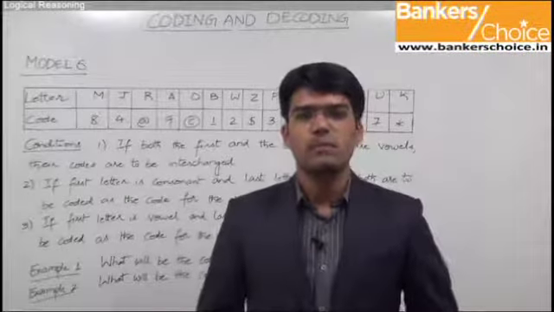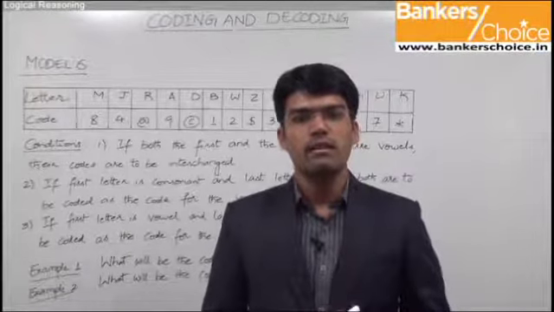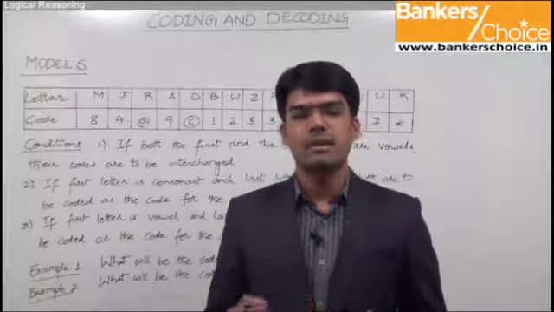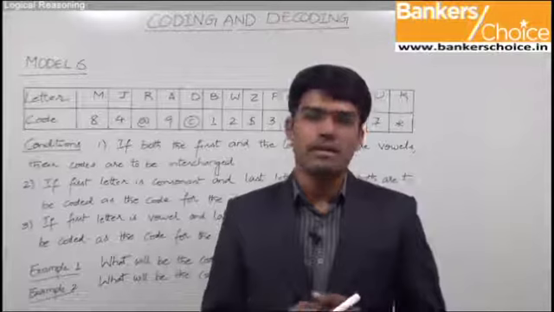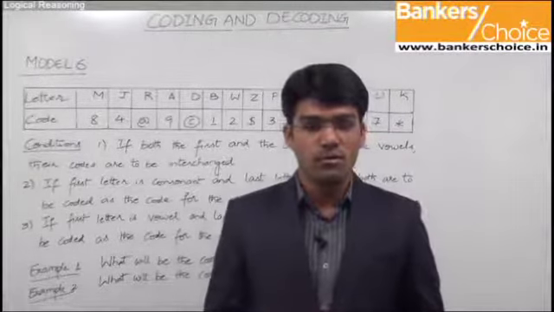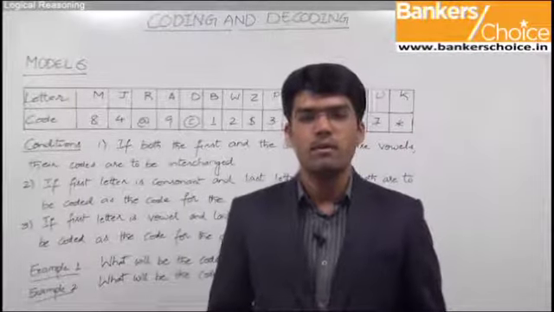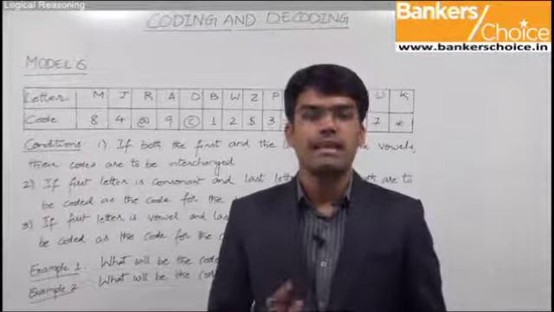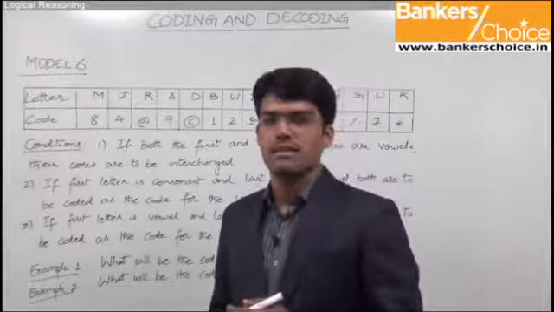Let us now look at the sixth model from coding and decoding, where the code for the letters is given in terms of a symbol or a number, followed by a few conditions. So before we find out the coded form for the given questions, we need to check all the conditions and then get the answer. Let's look at the question here.